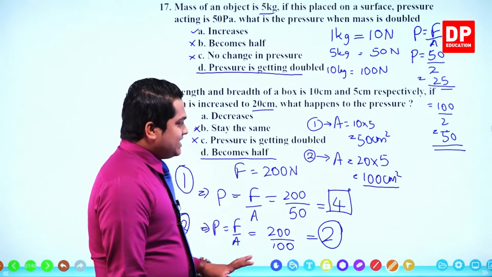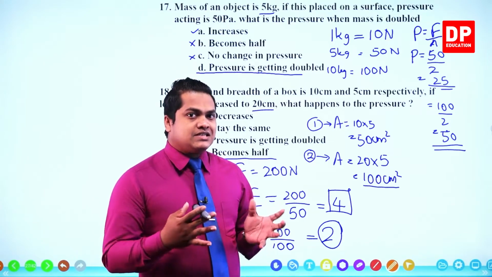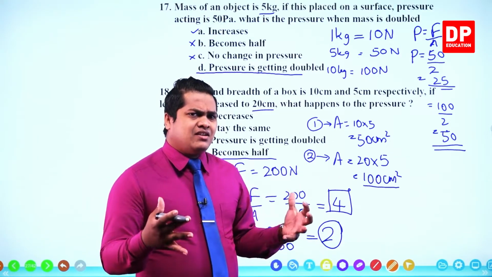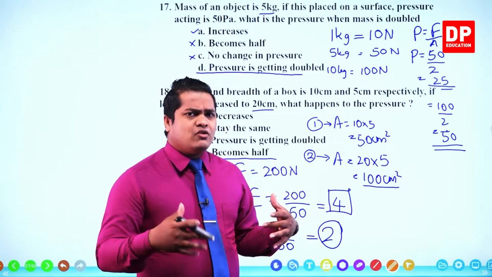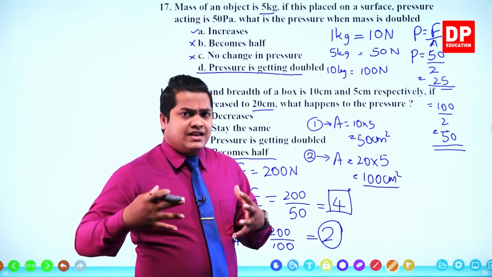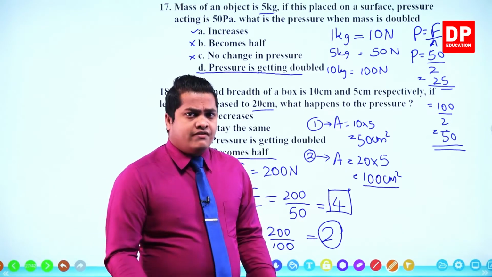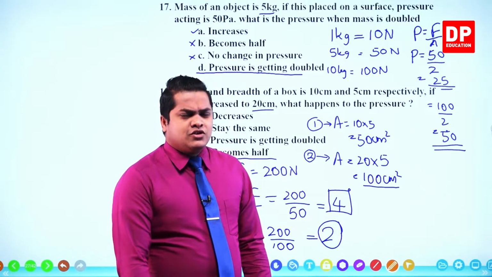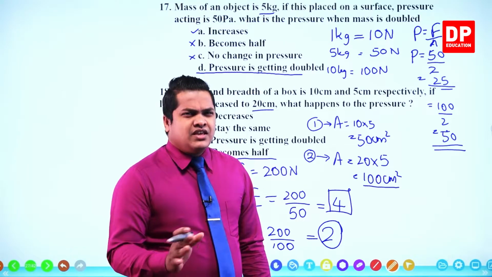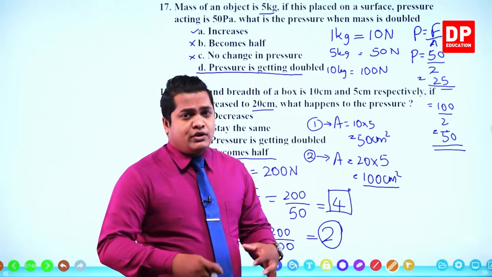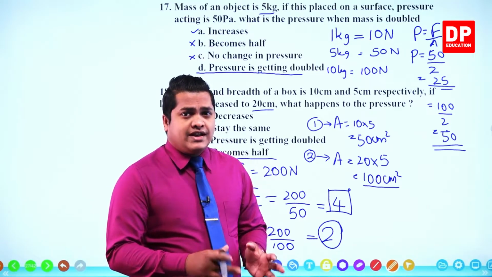So in these cases, you just take a certain value. Don't go for the units. Units are irrelevant. They are asking only about the value. What will happen to the value? Is it getting increased? Is it getting decreased? Is it becoming half? Is it getting doubled? Like that way. Asking about magnitude only. So just go for the value. Ignore the units. If they mention the units, then you have to calculate and get the answer.